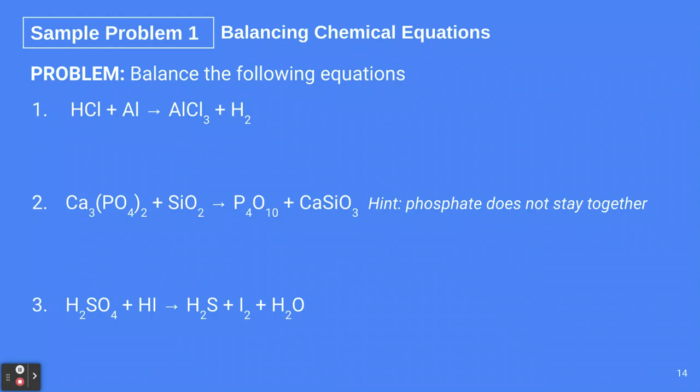So PO4 does not stay together as PO4 on the other side. So you do have to separate that out into phosphorus and oxygen separately. And then lastly, we've got hydrogen sulfate and hydrogen iodide, forming hydrogen sulfide and iodine and water.